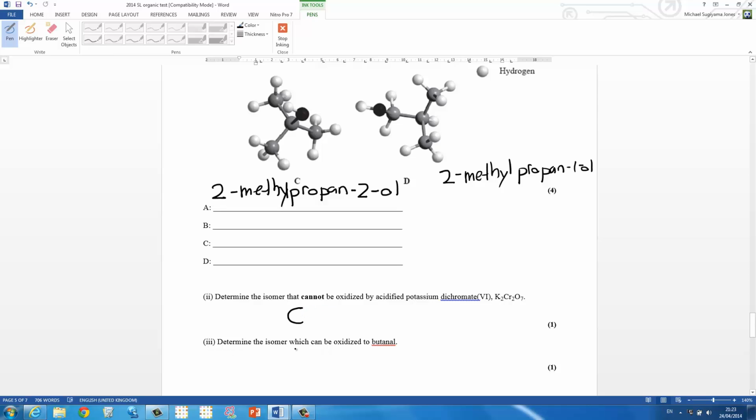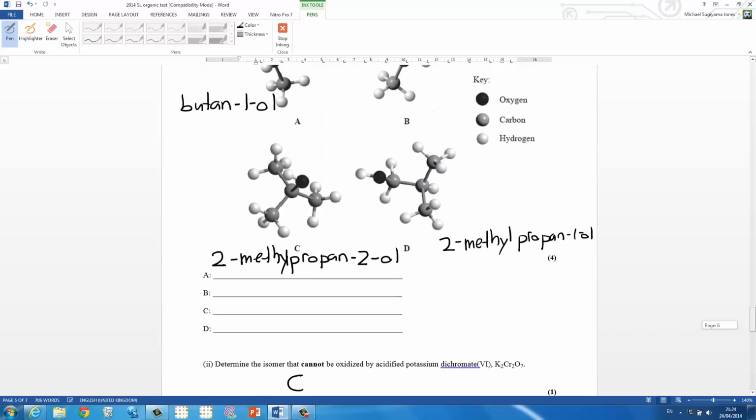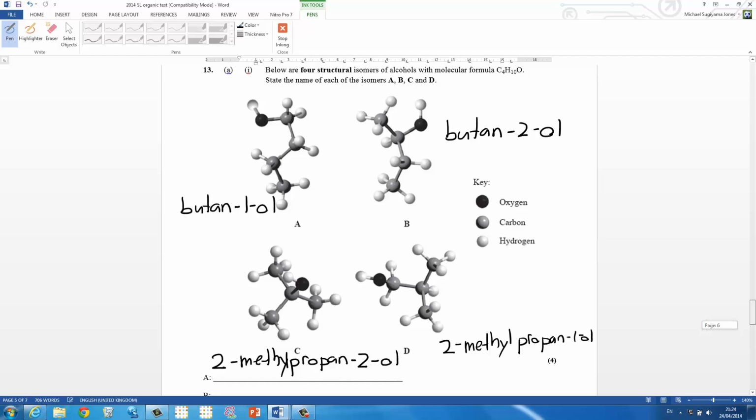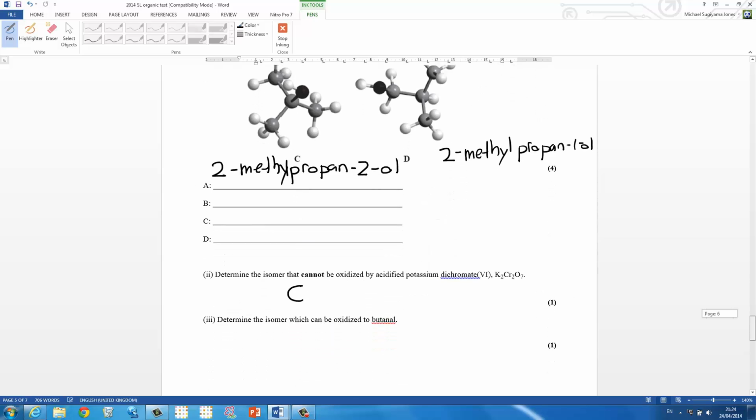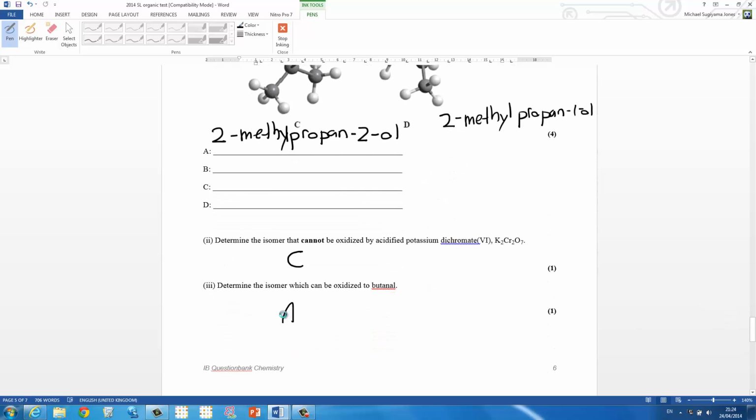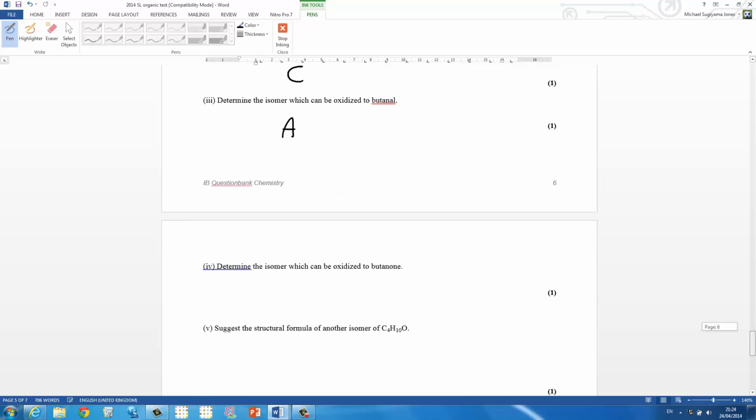Part 3, determine the isomer which can be oxidized to butanal, which is an aldehyde. So primary alcohols can be oxidized to aldehydes. So the correct answer there is A. A is a primary alcohol. So that would be A.